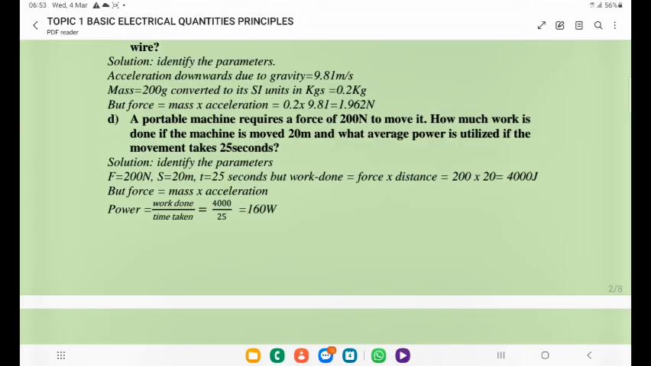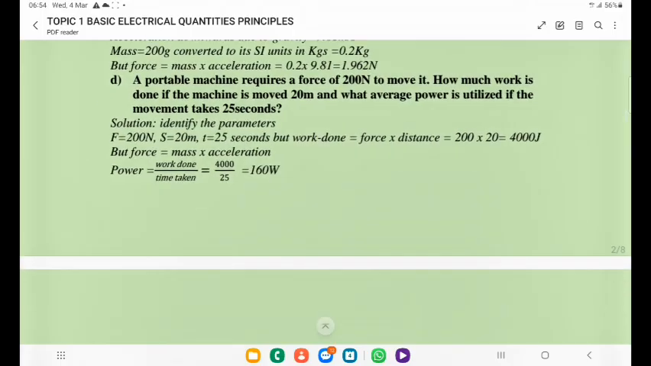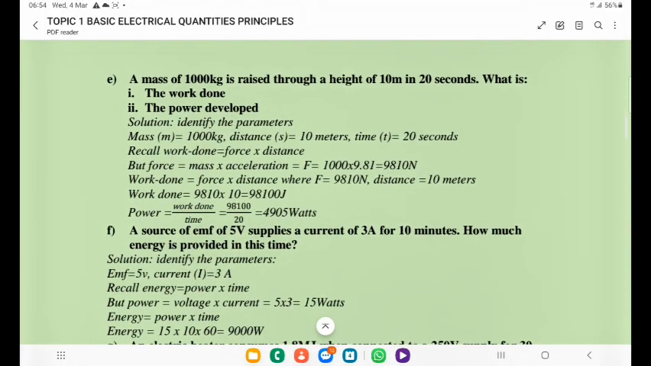And then you have to calculate the average power. From this aspect, we are not calculating the electrical power, so we'll have to use work done and time to find the power. So power will be equal to work done divided by time taken, that is 4000 divided by 25, giving you 160 watts.